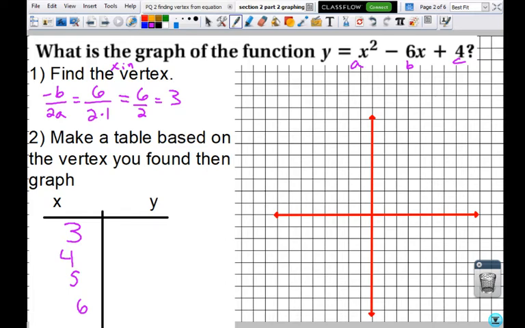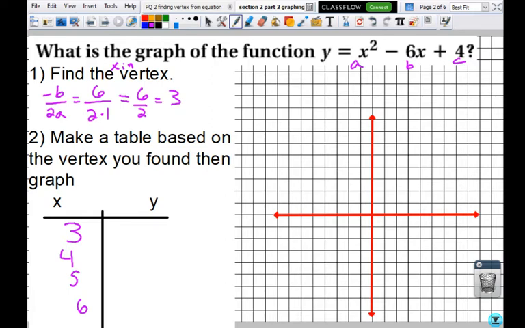So x is in your first one, just do x. In your second one, you do the whole thing, x squared minus 6x plus 4. And then we're going to make our table, and then we're done. So on my table, I do 3, 4, 5, 6, and I get negative 5, negative 4, 1, 4. So you just move 3 right, down 5, and then over 4, down 4.